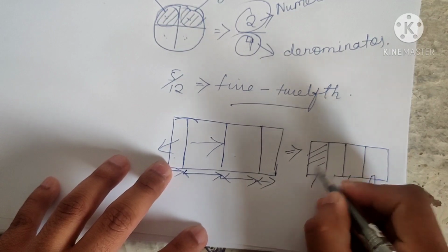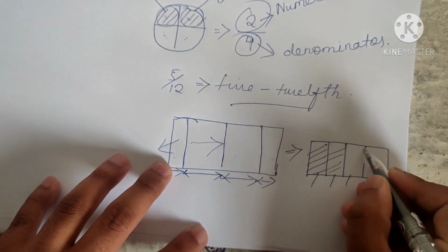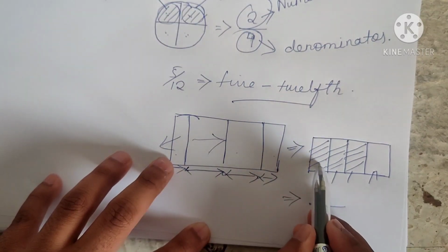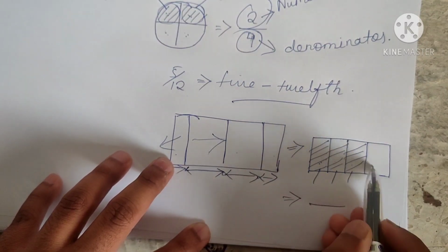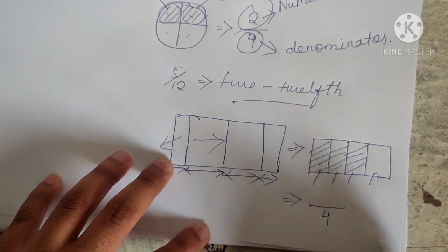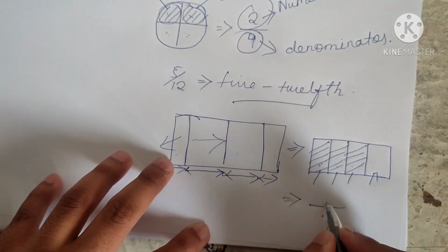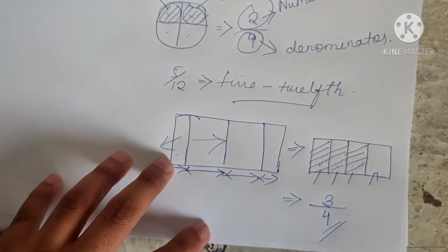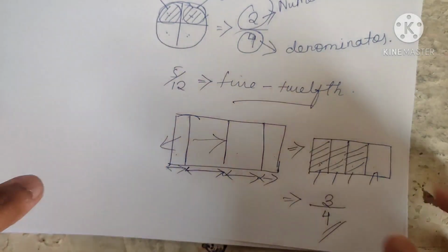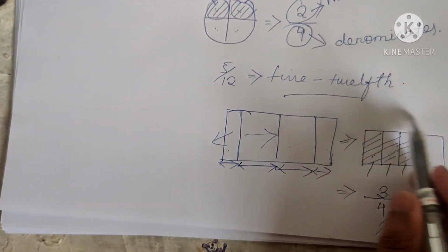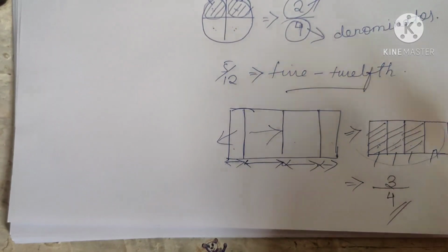Suppose this bread you give to your friend, and this also, and this also you give to one of your friends. Out of the total, how many pieces are here? 1, 2, 3, 4. You have a total of 4 pieces in the bread, and out of the total 4 pieces, these 3 are given to your friend. In this way you will write the fractions. Fraction is nothing but a part of a group or a region. This is a part of a group. This was the total bread, and then we divide it to your friends.